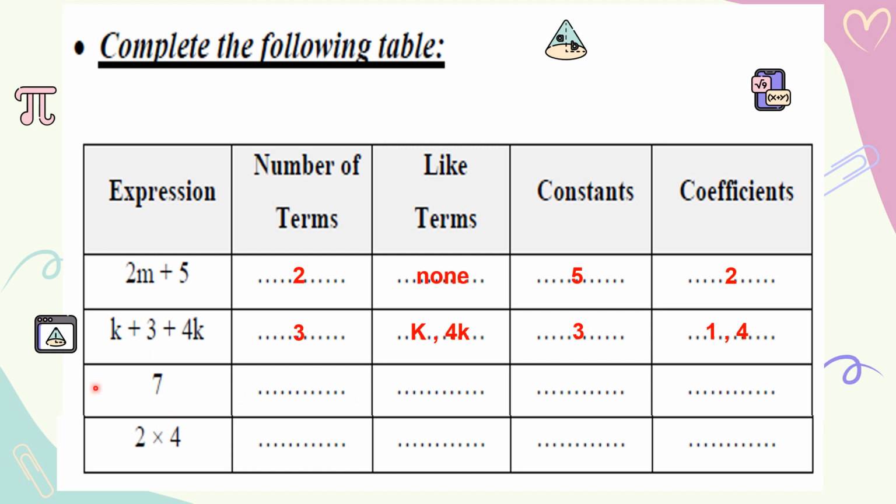And now in the expression 7, the number of terms is 1, the like terms is none, there are no like terms, the constant is 7, and the coefficient is none. And the expression 2 times 4, do we have plus or minus to separate the terms? No, so the number of terms here is 1, the like terms is none, and the constant is 2 times 4, which we can also write as 8, and the coefficient is none, because there is no variable here.